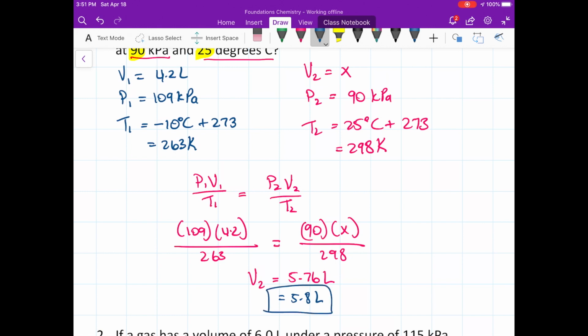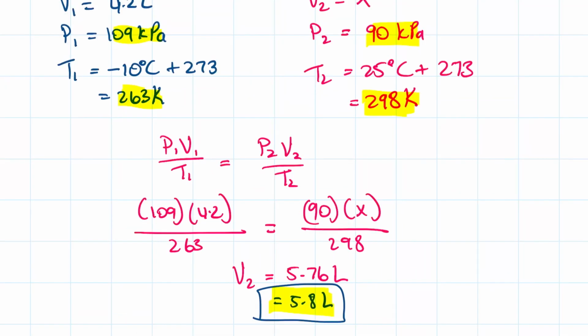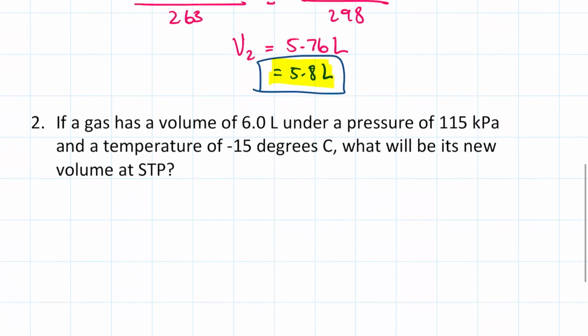Now let's see, does this make sense? I started out with a pressure of 109 and a really low temperature of 263 Kelvin. I heated it up so it got hotter, but I decreased the pressure. So I would expect that my volume should increase, and voila, it did. Let's try another one.